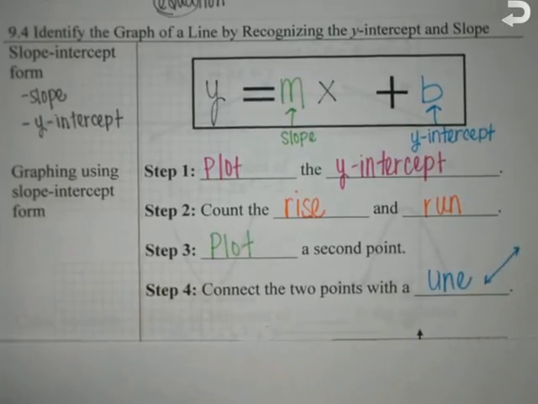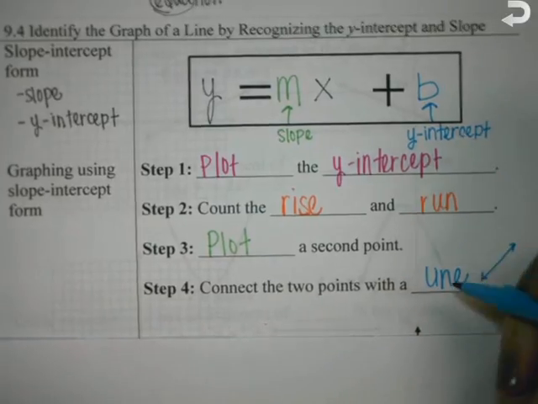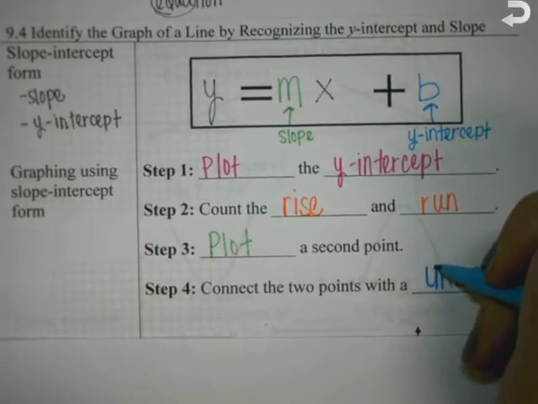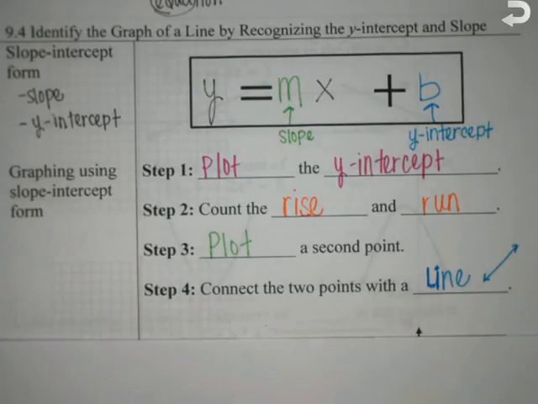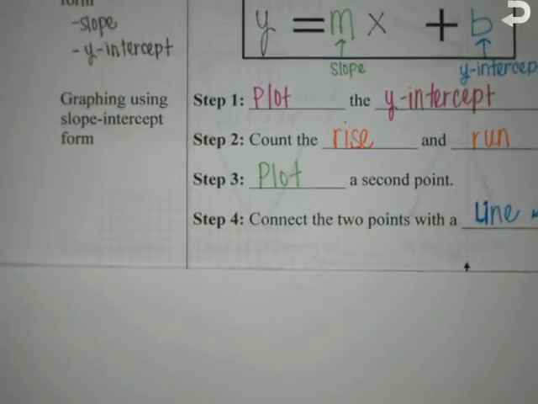Is that you? Oh. U-N-E. Oh my gosh. I was looking at it, I was like, what is that? L-I-N-E. Oh. I can spell line.